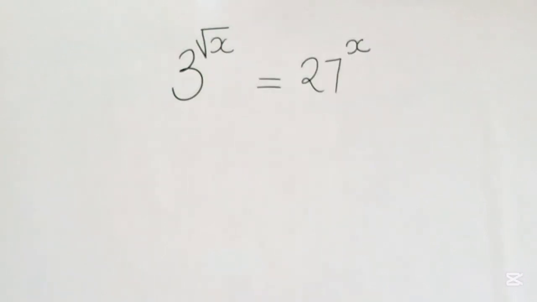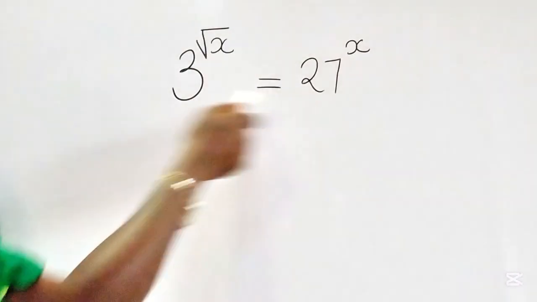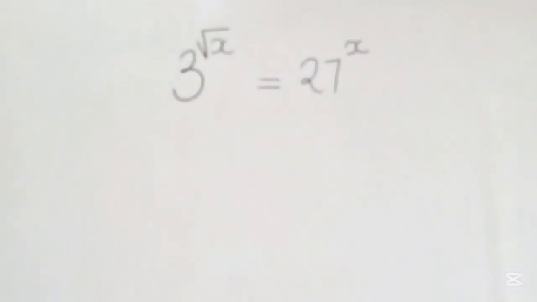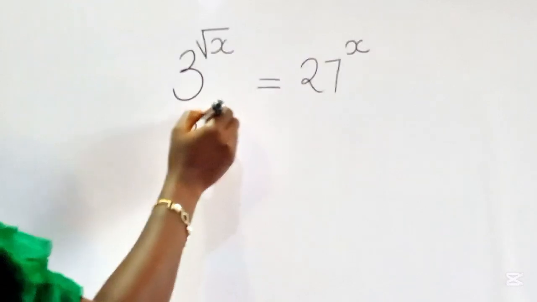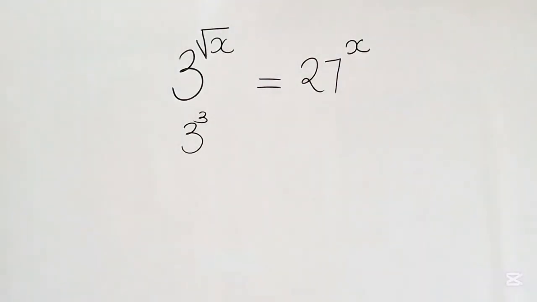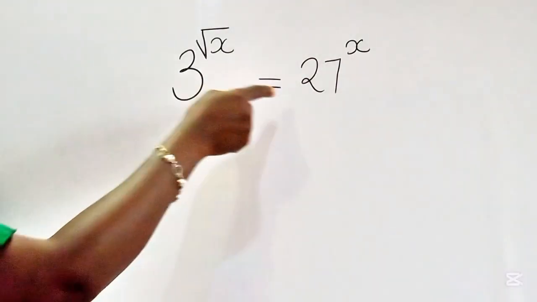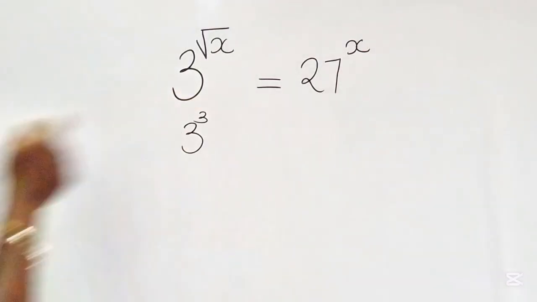So what we want to do first is to ensure that both sides of this equation are expressed in the same base. So 27 is the same as 3 to the power of 3. That is 3 times 3 times 3. So we're going to be writing 27 as 3 to the power of 3.